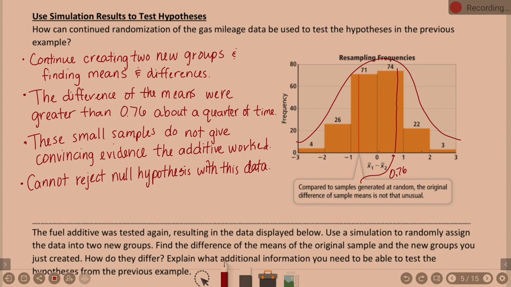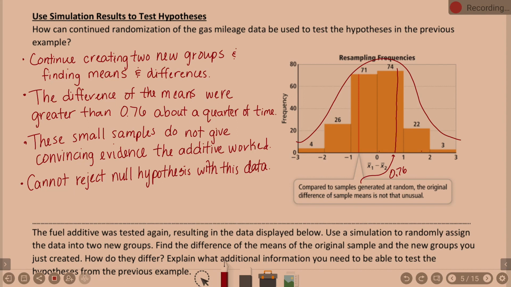Now, if you're done with that, you can go down to the bottom and you can start finding those means. If you look down at the bottom, the fuel additive was tested again, resulting in the data displayed below. Use the simulation to randomly assign the data into two new groups. Find the difference of the means of the original sample and the new groups you just created. We're just going to worry about the sample here. How do they differ? Explain what additional information you need to be able to test the hypothesis from the previous example.